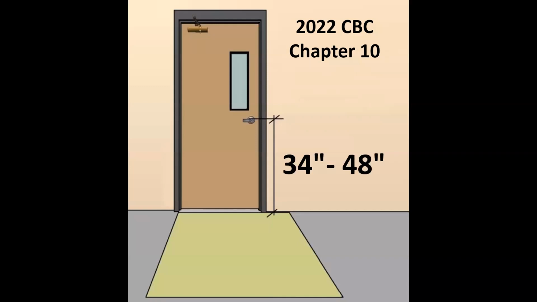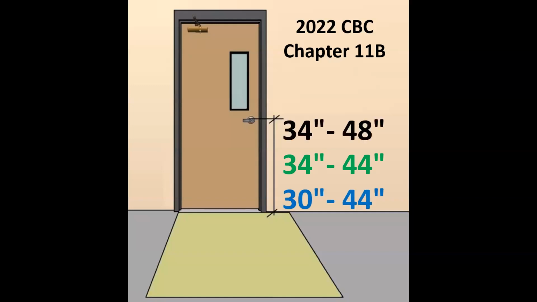But then things change. Chapter 11A covers housing accessibility in the California Building Code, and the requirement is lowered to 30 to 44 inches above finished floor. And Chapter 11B covers accessibility to public buildings, public accommodations, commercial buildings, and public housing. Here, the requirement goes from 34 to 44 inches above finished floor. Are you confused yet? So we have three different ranges of measurements depending on where you are in the U.S.